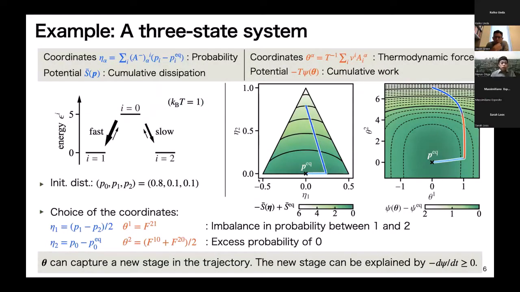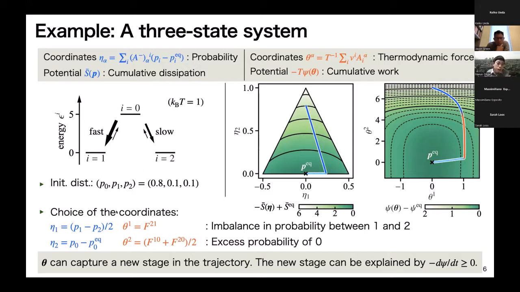Okay, so in the end, I will demonstrate our two results by using a concrete three-state system. So let's consider a three-state system with one unstable state and two stable states. The relaxation rates are biased. And we choose an initial distribution that concentrates on the unstable state. So it first relaxes to this state, and then it goes to an equilibrium.